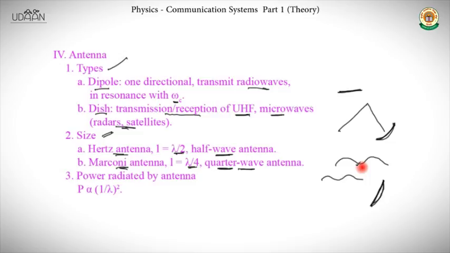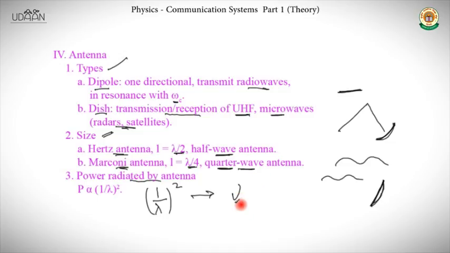And then we have the power radiated by an antenna. So power is directly proportional to 1 by lambda square, whole square. So here it is inversely proportional to the square of the wavelength. So the bigger wavelength we have, the lesser power would be radiated. So from this you can directly infer that for higher frequencies more power would be emitted.